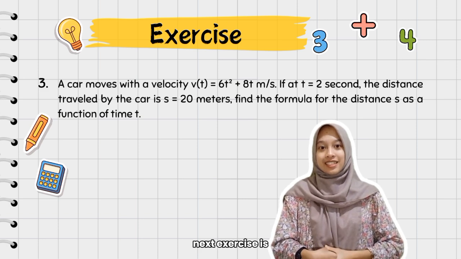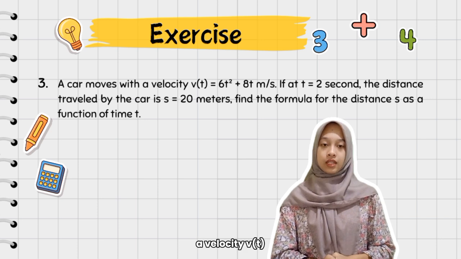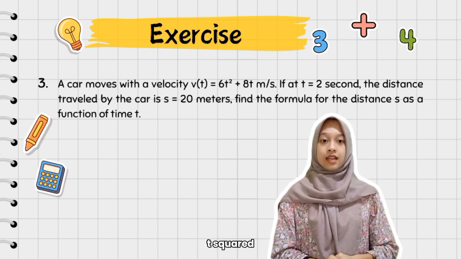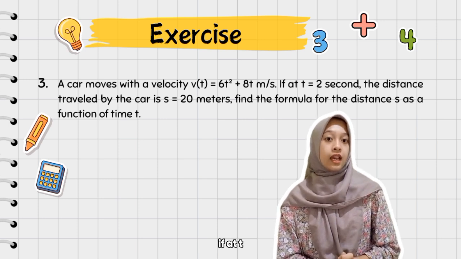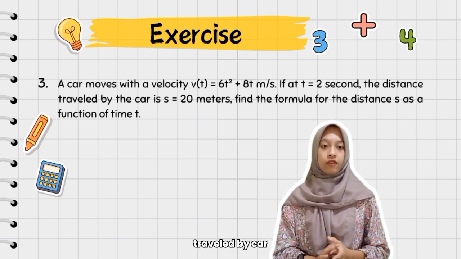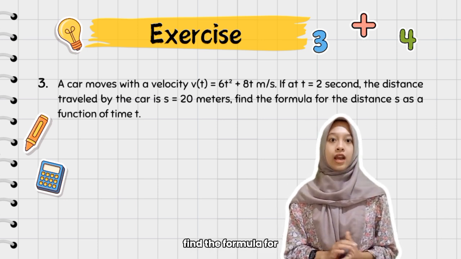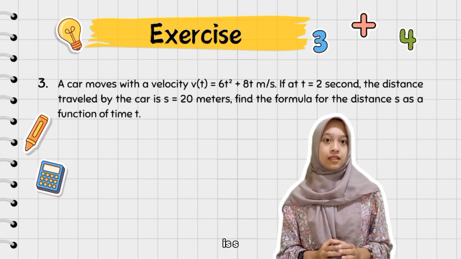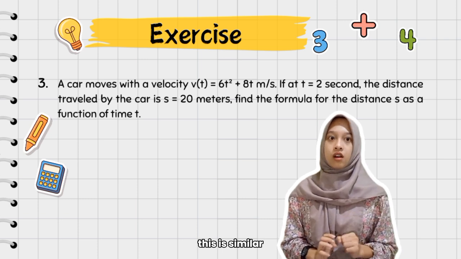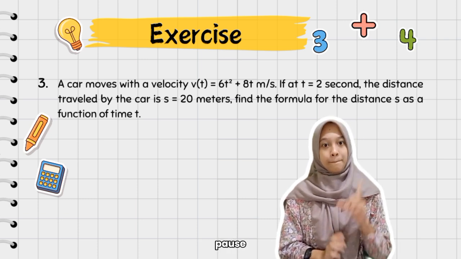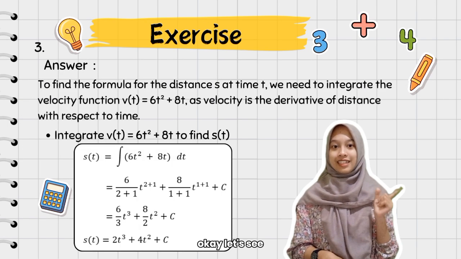Okay, next exercise, this is the last exercise, number 3. A car moves with a velocity v(t) equal to t squared plus 8t meters per second. If at t equals 2 seconds, the distance traveled by the car is s equals 20 meters, find the formula for the distance s as a function of the time t. This is similar to question number 2. Pause this video and work on it first. Okay, let's see the answer.